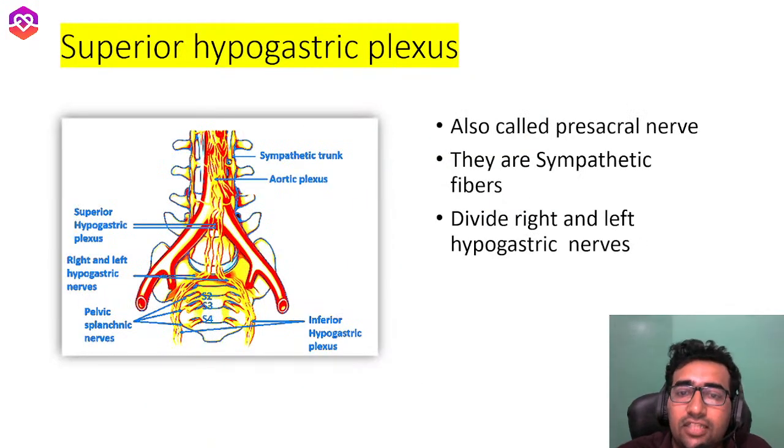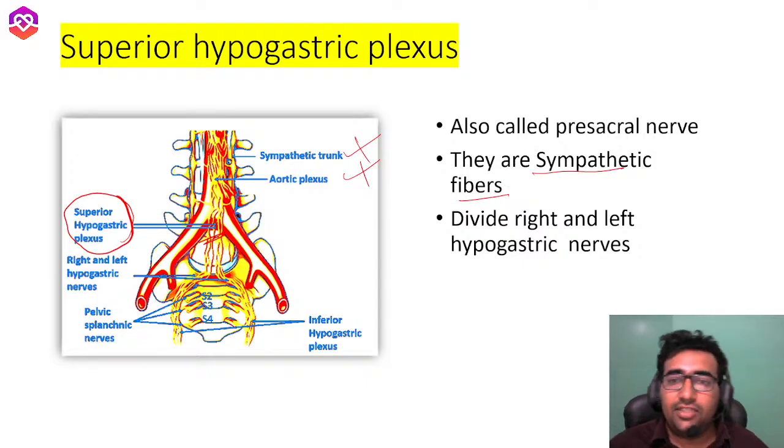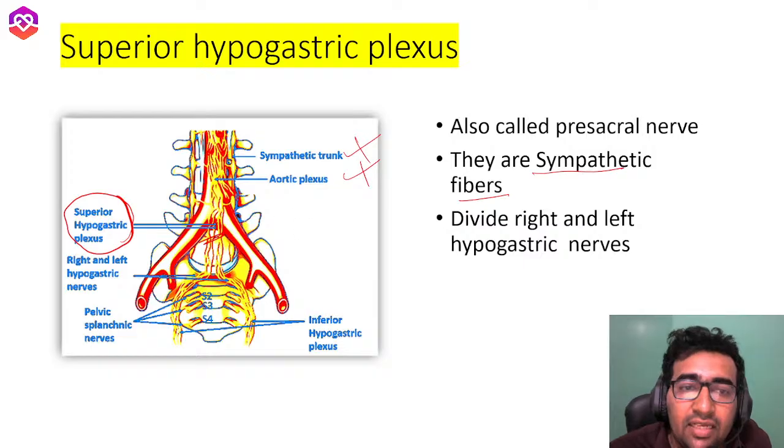Let's look at where the superior hypogastric plexus is located. Just wait. You can see this is the sympathetic trunk, not the superior hypogastric plexus. Aortic plexus, not the superior hypogastric plexus. These are not. Can you see? A plexus means a network of nerves. Okay, this is the superior hypogastric plexus. You can see here. The superior hypogastric plexus carries sympathetic fibers. We are discussing the nerve supply of the female reproductive structures. Sympathetic fibers are carried by the superior hypogastric plexus. It's also called the presacral nerve, and it divides into right and left hypogastric nerves. Can you see? I will show you with another figure.